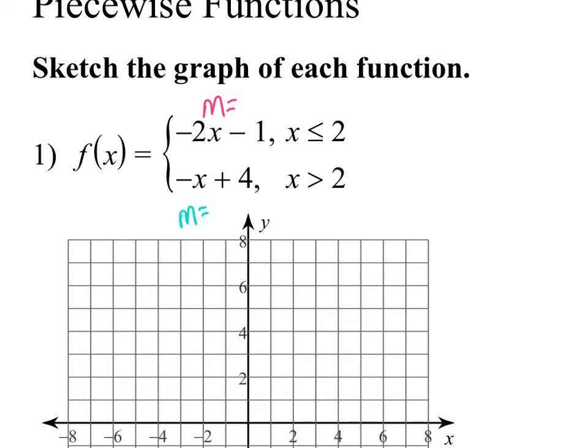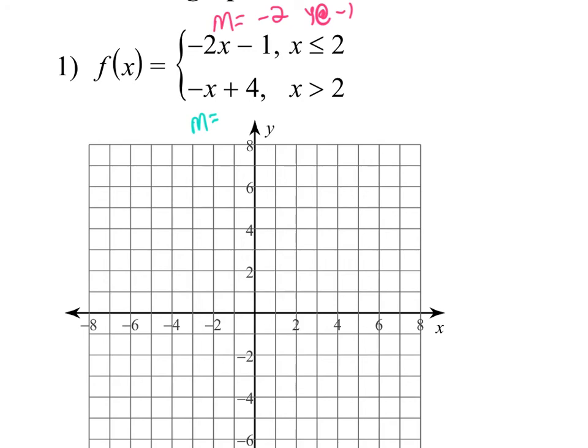Do you guys agree with me on this first top one, number 1, that my slope is -2 and my y-intercept is at -1? Yes. Okay. So I'm going to go to -1 and put a point. And then my slope is negative, which means my line is going to go that way. So I'm going to go down 2 over 1, and I have a line.